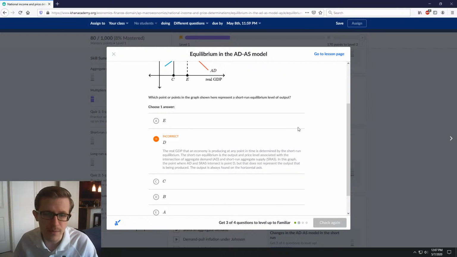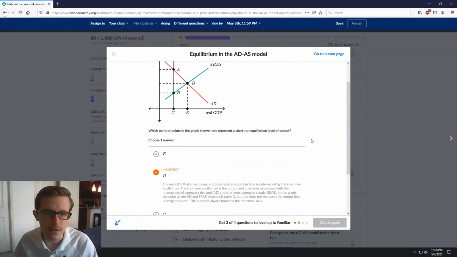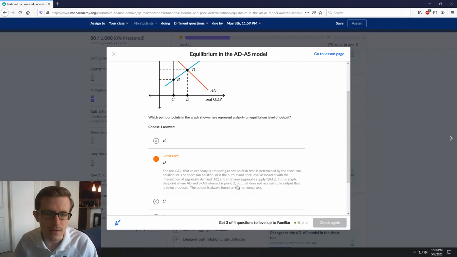Real GDP that an economy is producing at any point in time is determined by the short run equilibrium. Short run equilibrium is the output and price level associated with the intersection of AD and the SRAS. In this graph, the point where AD and SRAS intersect is point D, but that does not represent the output that is being produced. The output is always found on the horizontal axis.